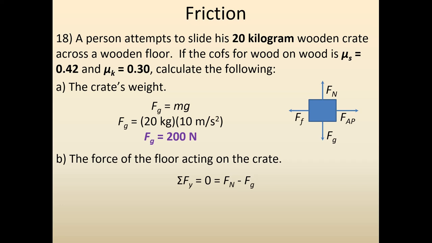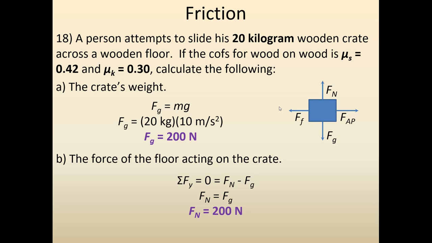Now part B wants to know the force of the floor acting on the crate, which is basically this normal force. Now I know that since it says that it attempts to slide the wooden crate, meaning that if it does end up sliding, it's going to go horizontally. Vertically, there's not going to be any motion. There's no acceleration. Therefore, I know that the net force in the y direction is going to be 0. So the sum of the forces in the y is 0. So I have Fn going up and Fg going down. So Fn minus Fg is going to equal 0. That basically just means that Fn equals Fg. So Fn is also going to be equal to 200.